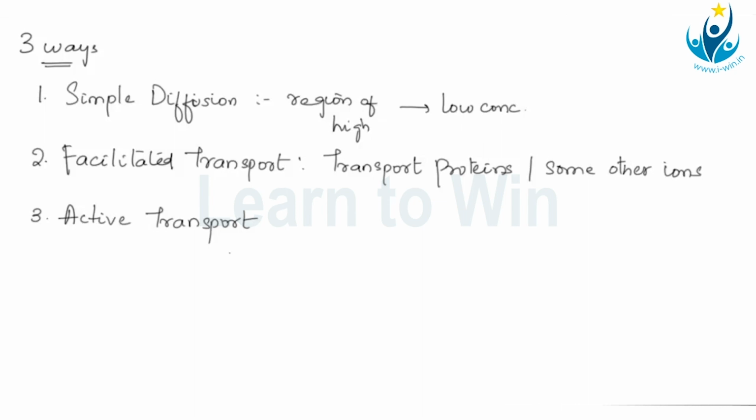Active transport requires the movement of substances mainly using energy, because active transport is against the concentration difference. It is not like simple diffusion where you are moving from high concentration to low concentration. In fact, you are moving to the opposite side, from the low concentration region to the high concentration region. So you will need active transport.